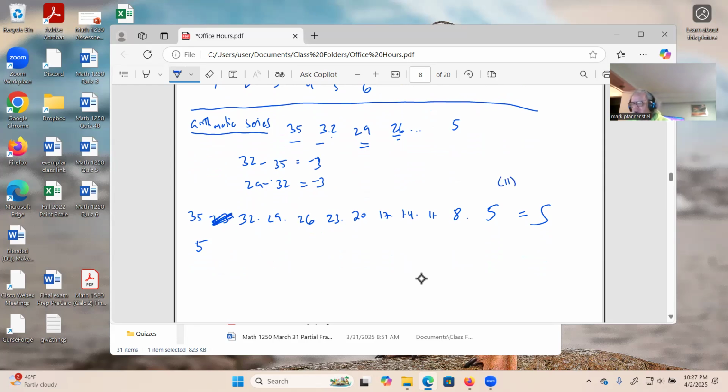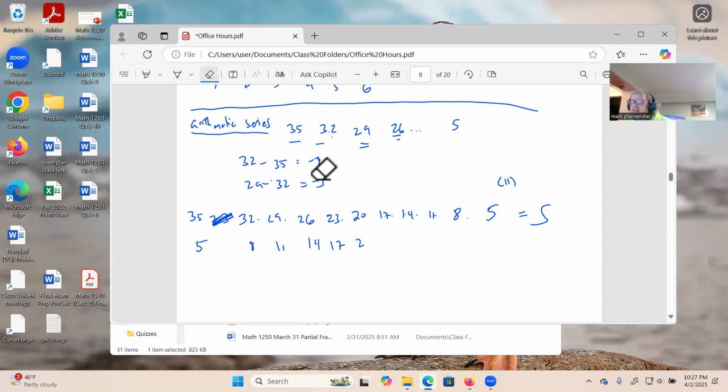It's like I knew something felt off. So here we go. So 35, 32, etc. I don't know why 33 was sitting there. But we have 5, and then the next value up would be 8. Add 3, we get 11. Add 3, we get 14. Add 3, we get 17. Add 3, we get 20.